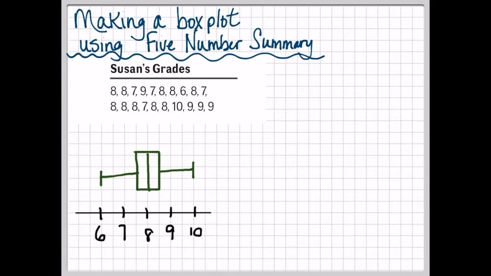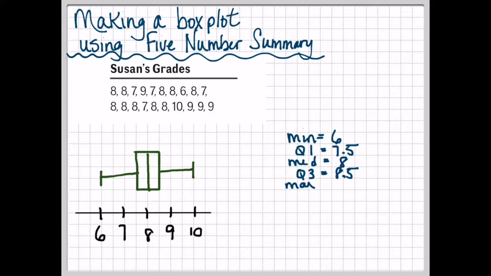So I know that I always have to include my 5-number summary. So I can write that my minimum equals 6, my Q1 is 7.5, my median is 8, my Q3 is 8.5, and my max is 10. But there are some other things that I can talk about when I'm looking at a box plot as well.